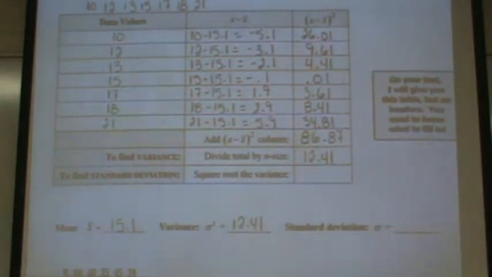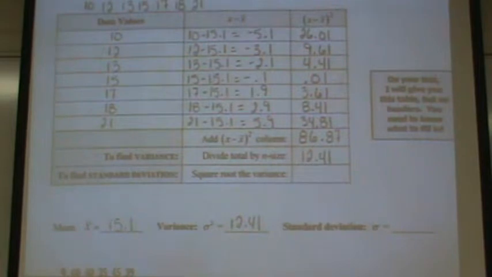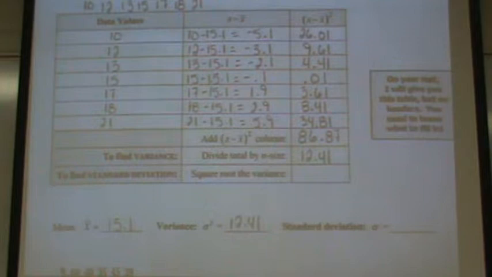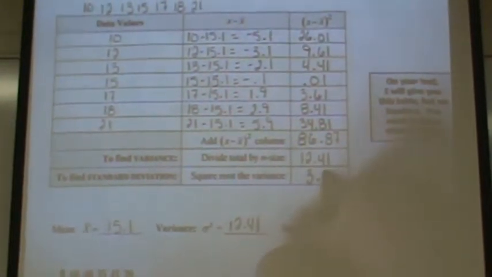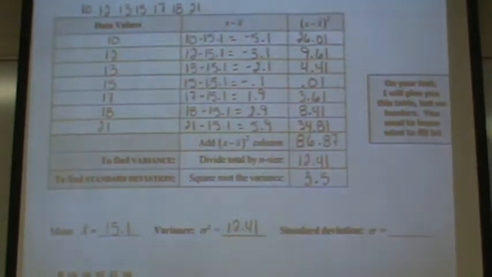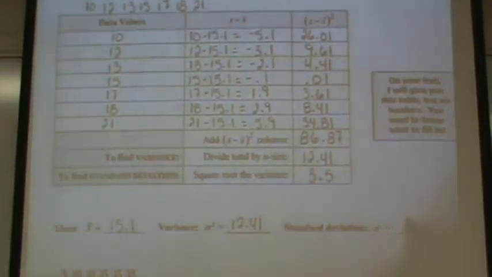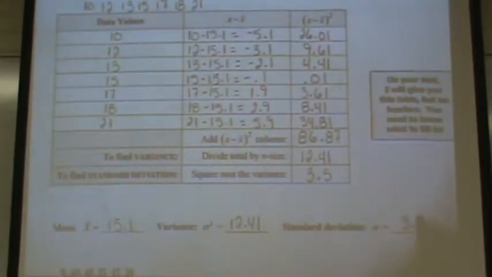And then again, to find the standard deviation, we're going to take the square root of our variance. So we're going to take the square root of 12.41. When we square root 12.41, we get 3.5. So our standard deviation is 3.5.